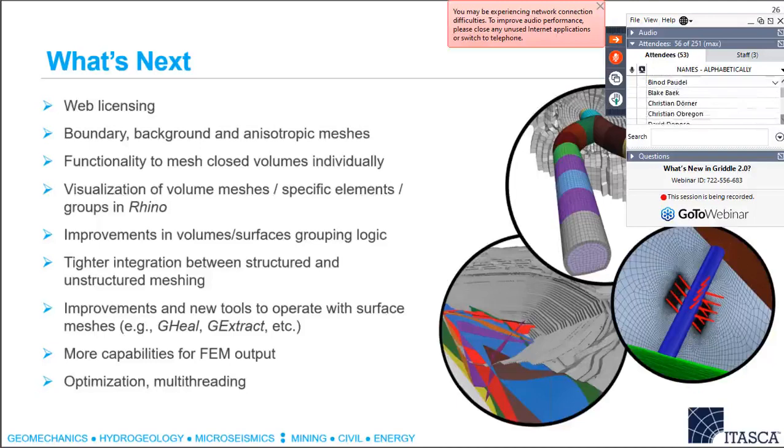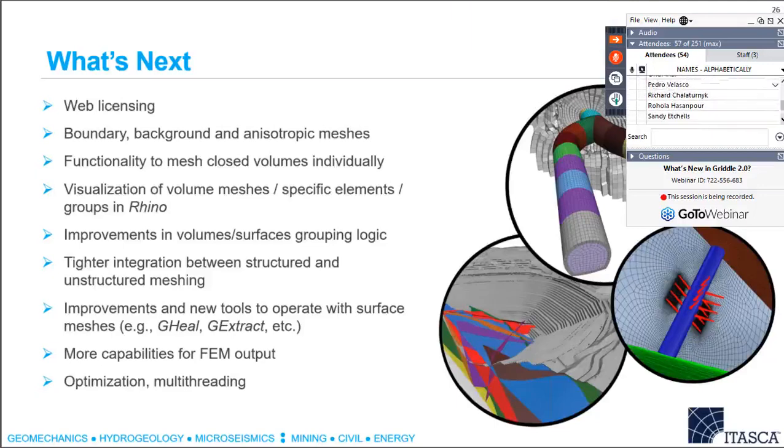We will try to do tighter integration between structured and unstructured mesh, and maybe create new tools such as gheal, gextract, and so on. Providing more capabilities for finite element output. As I mentioned, right now it's rather basic, but we definitely will try to do more improvements in the output. And finally, we will do more optimization and multi-threading.